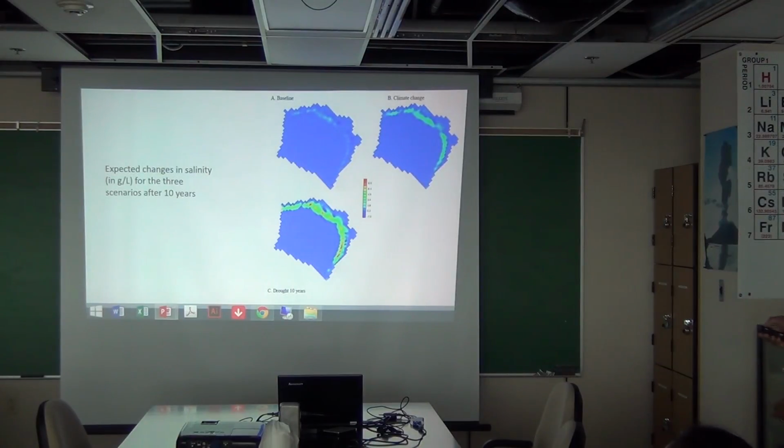And this is also the scenario for salinity. This is a baseline now. You can see all below, that means fresh. But if you have climate change, after climate change, you see it's now starting to become salty in this area here. And it is worse if you have 10 years of drought. Okay? You can see the fresh water is gone in this area.